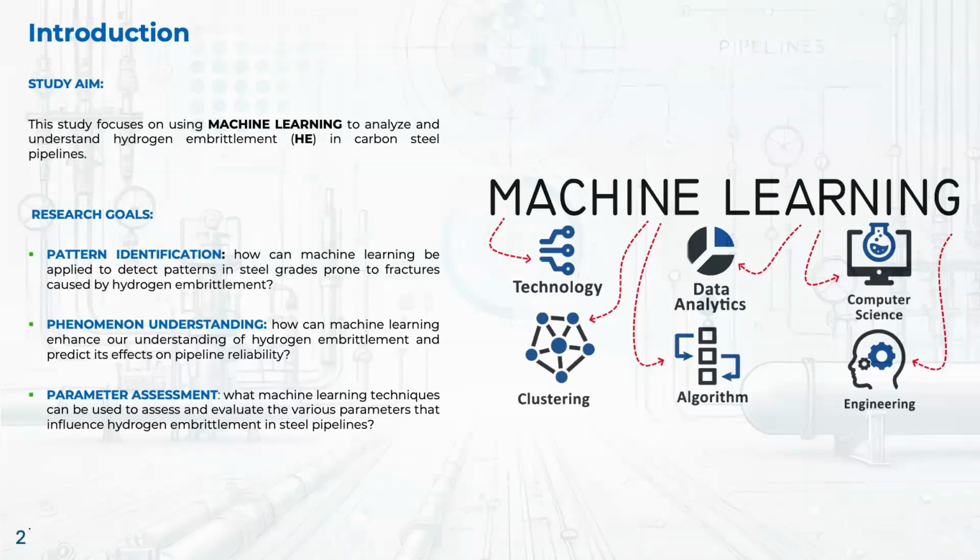in pipelines. About machine learning, it's a technique, but it includes many different areas, such as technology, clustering, algorithms, data analytics, engineering, and computer science. That is why we need a team to do this kind of work. On the other side, all of them should be correct so that we get the correct output. Nowadays, we collect data, use clustering, and use engineering in our team, and we are trying to find some accurate algorithm for data analytics.